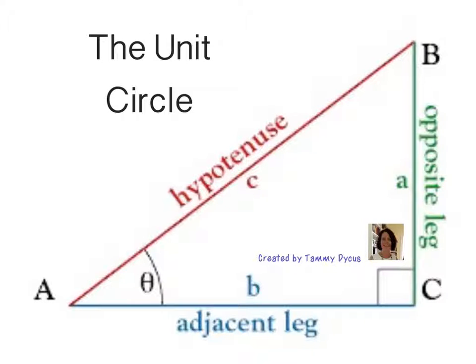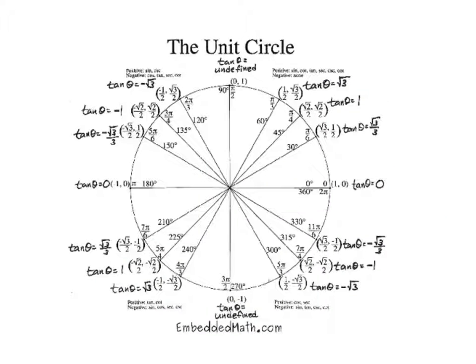The unit circle. The unit circle is a circle of radius 1 unit which lies on the x and the y axis. So the y-axis runs through the middle straight up and down. The x-axis is across.